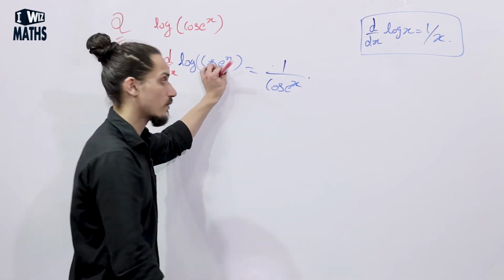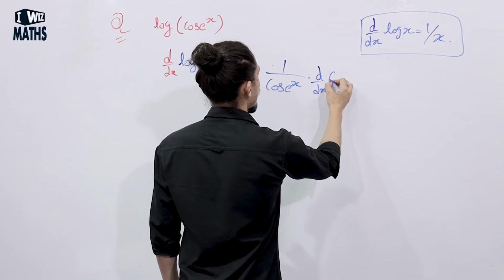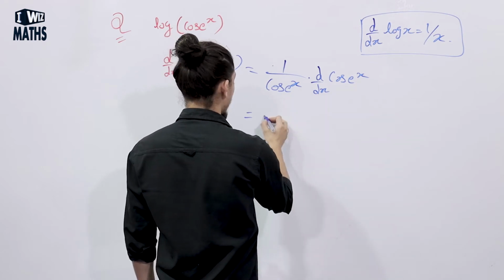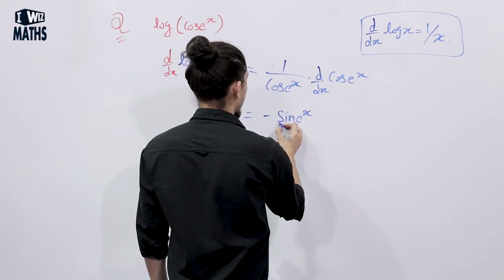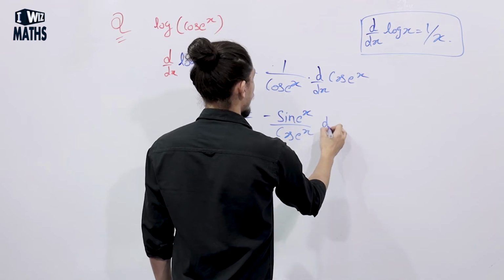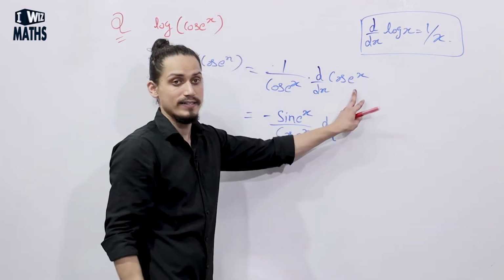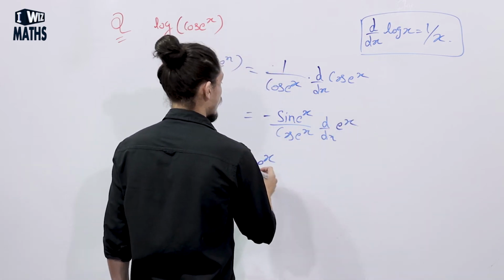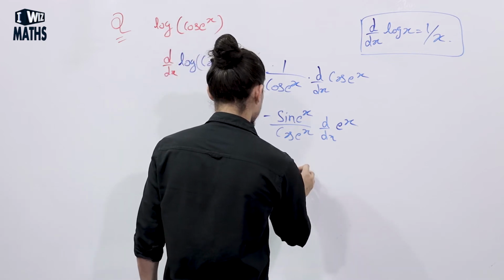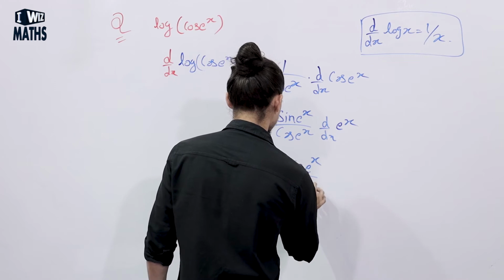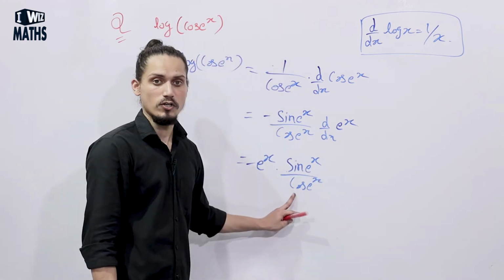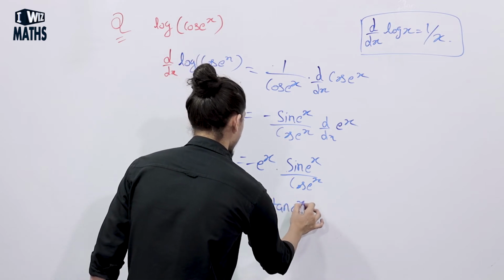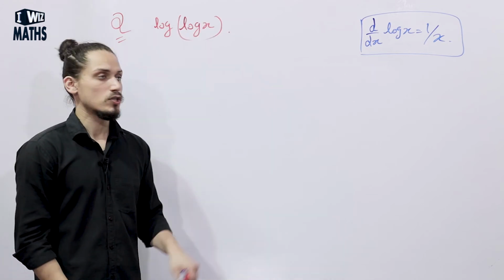Now we also need the derivative of this cos e^x. So d by dx of cos e^x is equal to, what is the derivative of cos? Minus sin e^x. So minus sin e^x upon cos e^x into d by dx of, the angle of cos is left, that is e^x, its derivative will also be e^x, which is equal to e^x into minus sin e^x upon cos e^x. Now we know sin upon cos is tangent, so we get minus e^x into tan e^x, and hence the result.